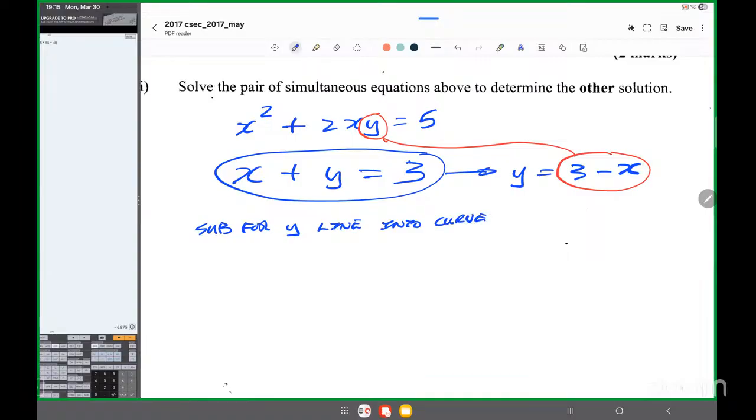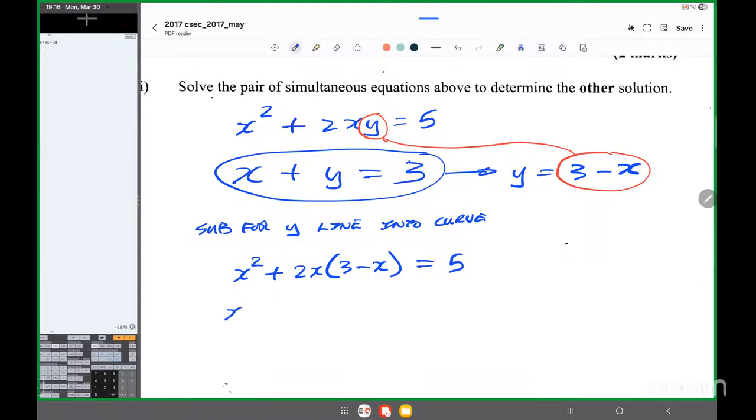You saw this in September. This is one of the first topics that we did: simultaneous equations leading to a quadratic equation. That's how we say we're going to do it. Substitute the line into the curve. And the equation is going to become x squared right here plus 2x right here times the y, which is 3 minus x, equals 5. And we have this equation to solve; put it in the standard form and solve it.